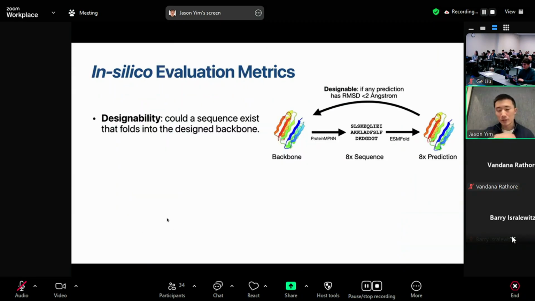But that's how you generate protein, but how do you actually evaluate how well you're doing? The main metric that we use for protein generative models is something called designability, where we test if a sequence could exist that could fold into the backbone that we designed. So to go through this step by step, you first generate the backbone, and then you're going to use another model, ProteinMPNN, if you remember at the very beginning.